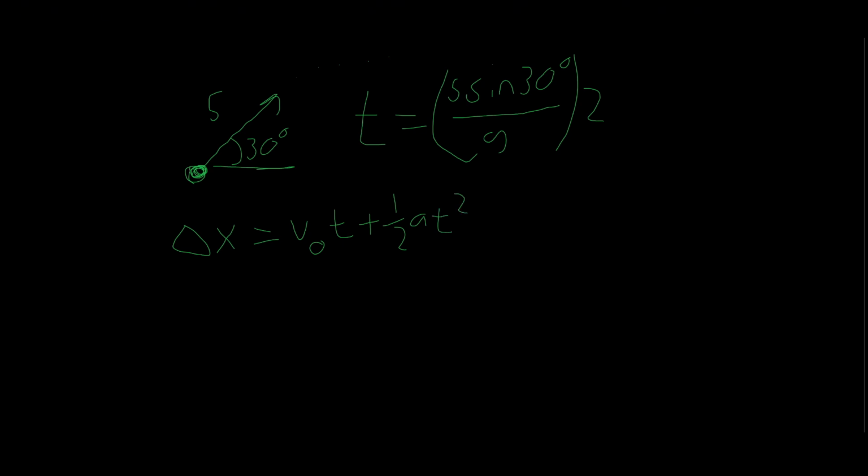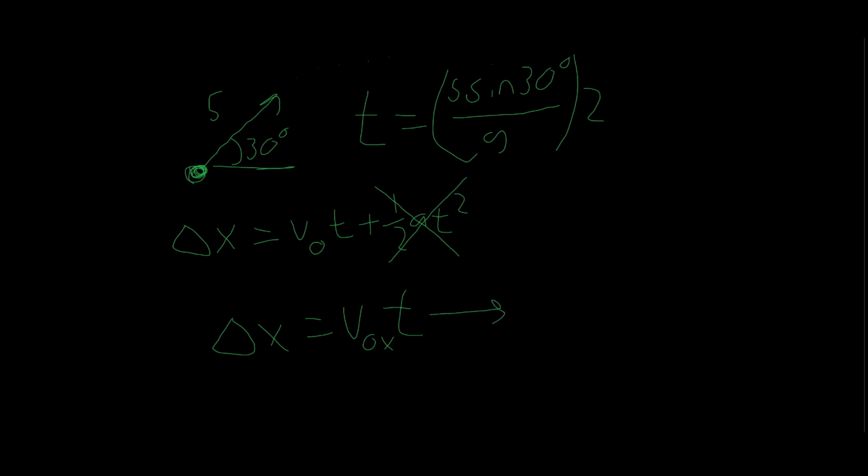Now, something that's really useful to know is that for projectile motion, the horizontal component of the velocity is never changing. There is no acceleration acting on that component of the velocity, so that is a constant. Knowing that there's no acceleration, this entire part of the equation goes away, and our change in position is just going to be v naught x times time.